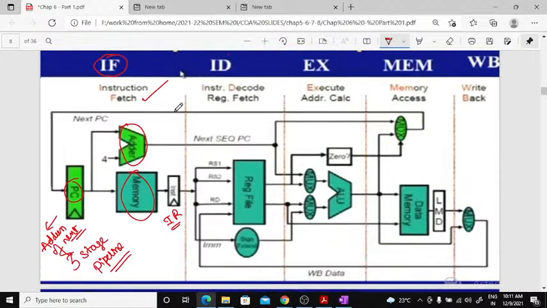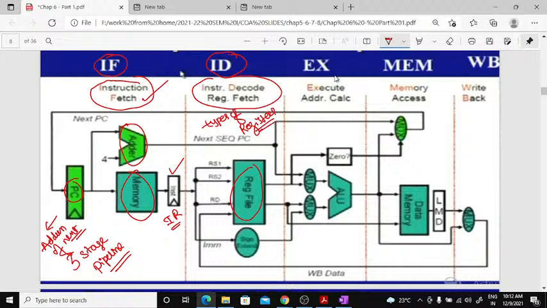But this is how you have to write it in the examination. The instruction fetch contains the circuits: a memory unit, an adder circuit, an instruction register to store the instructions, and the program counter. Then instruction decode and register fetch. This stage contains the register file, which holds the different types of registers.